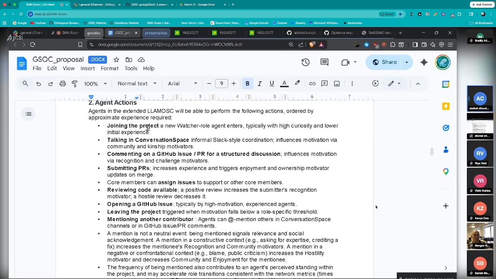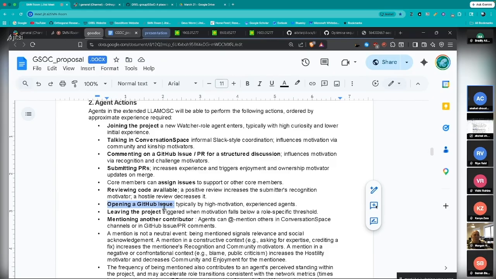So they can join a project, they can talk in conversation space, they can comment on a GitHub issue or a PR for a better structured discussion. They can submit the PR. Now this is currently implemented. I don't think this would need much more work. The core members can assign issues, review code whenever available, and open a GitHub issue.